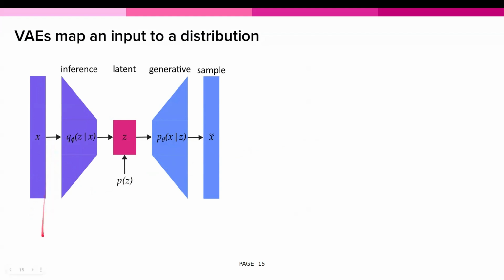Specifically, for each input X, the encoder maps it to parameters of a distribution in the latent space. Typically, and for today, an isotropic Gaussian is chosen. So the encoder maps the input to a mean vector and a diagonal covariance matrix. And then a latent vector Z is sampled from this distribution given the parameters. And then the decoder maps that latent vector back to the data space to produce a new sample, X tilde.